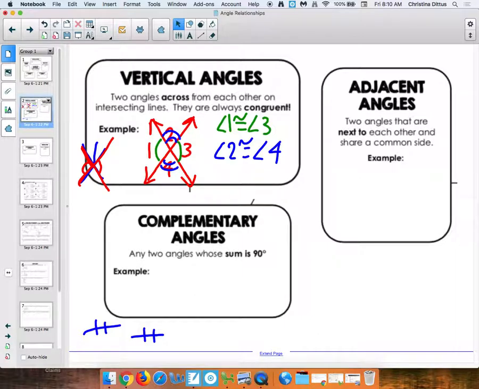Okay. Like I said, vertical angles are always congruent. Congruent means what? Same, equal. Good. Okay, let's go down.